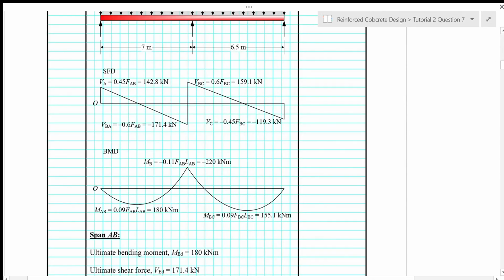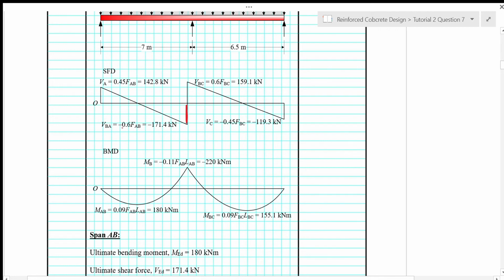For the shear force diagram, this is the outer support shear force. The shear force is equal to 0.45 F. This is span AB, so we use FAB. So we get 142.8 kilonewton as the shear force at support A. And then at support B, we have two shear forces. One is on the left hand side, and the other one is on the right hand side of support B. On the left hand side of support B, we have BBA.